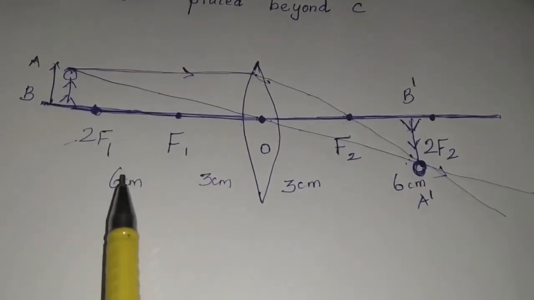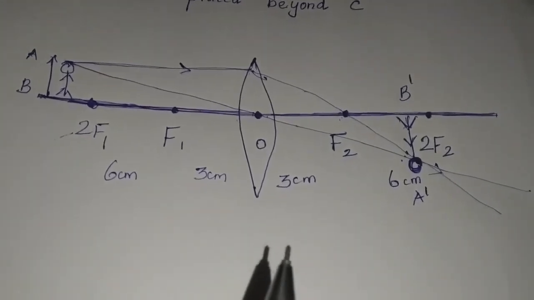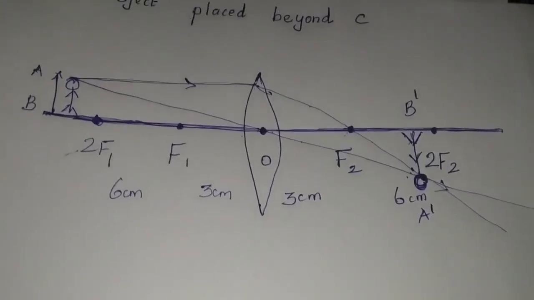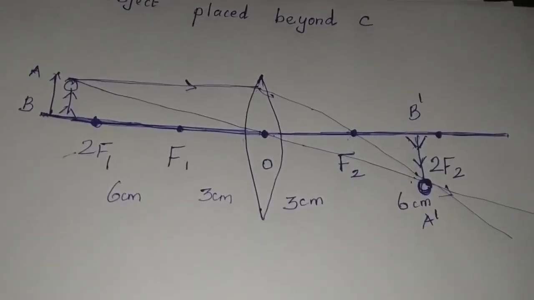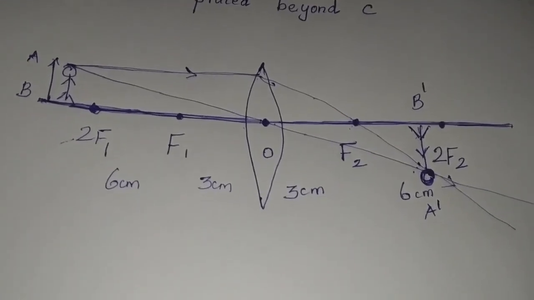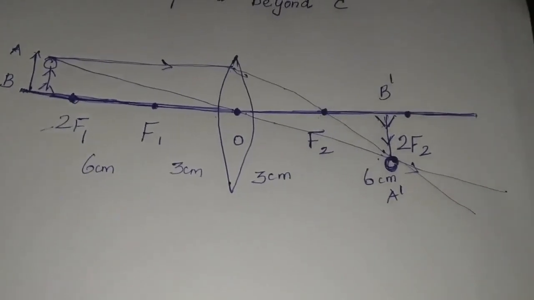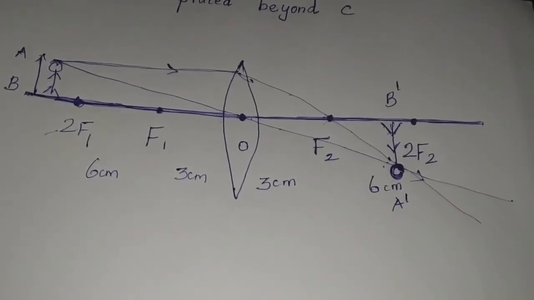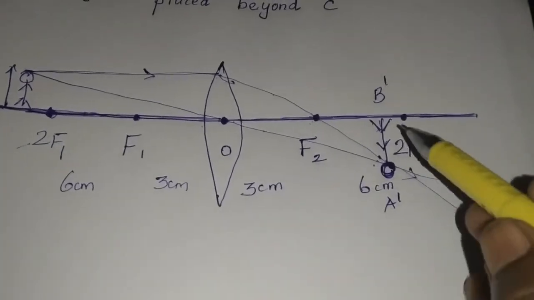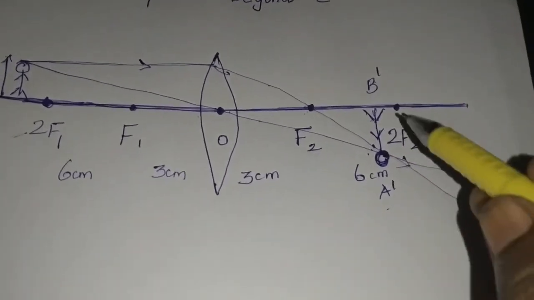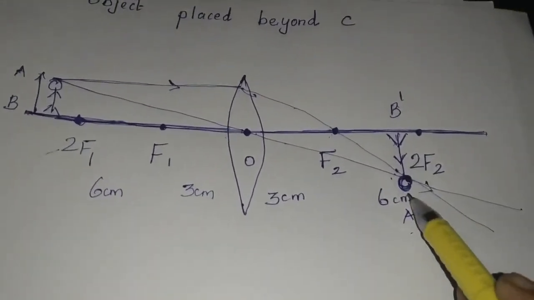So there are three properties of the image: whether it is real and inverted or virtual and upright, whether the image is magnified, diminished or same size, and the third one is the position of the image. So what are the properties of the image here for case 1? Students, the image is real. Here B dash, A dash is the image. So the image is real, but it is inverted.